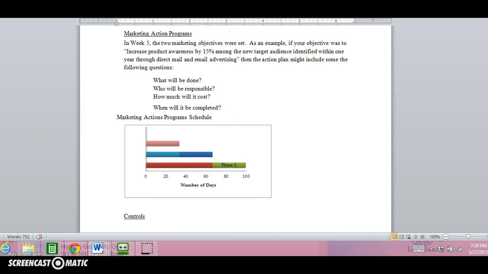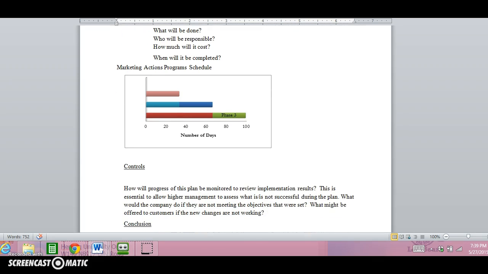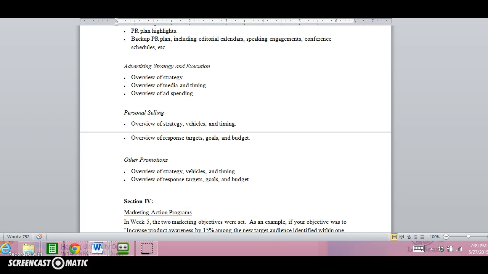Section 4, marketing action plans. If you create by chance a marketing action schedule, put it into your final project as an illustration. That would be great. Controls. Again, you just share that, and if for some chance you have an illustration for that, by all means include that as well. So I just provided an overview of the template, focusing in on the week 6 guidelines.